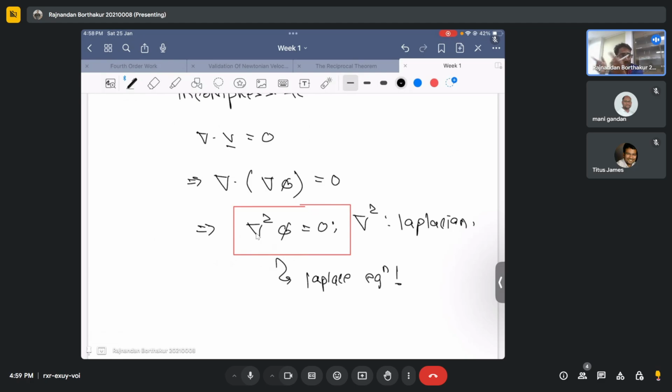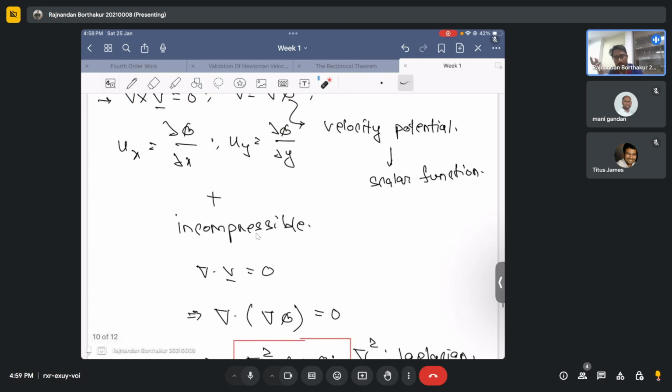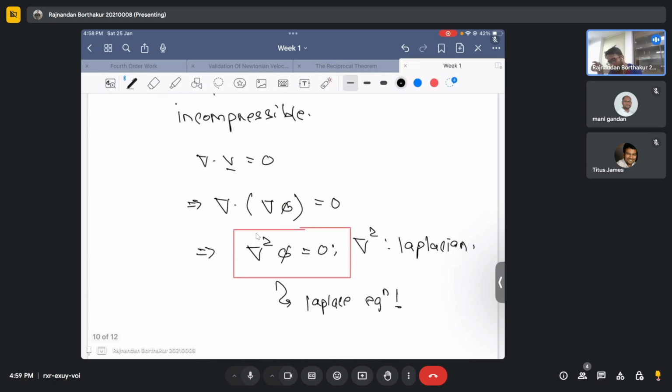So your velocity potential satisfies the Laplace equation for a flow which is essentially irrotational, because you are defining phi, plus it also has to be incompressible. Okay, so these are the two basic things that I would like to clarify, and there are many.